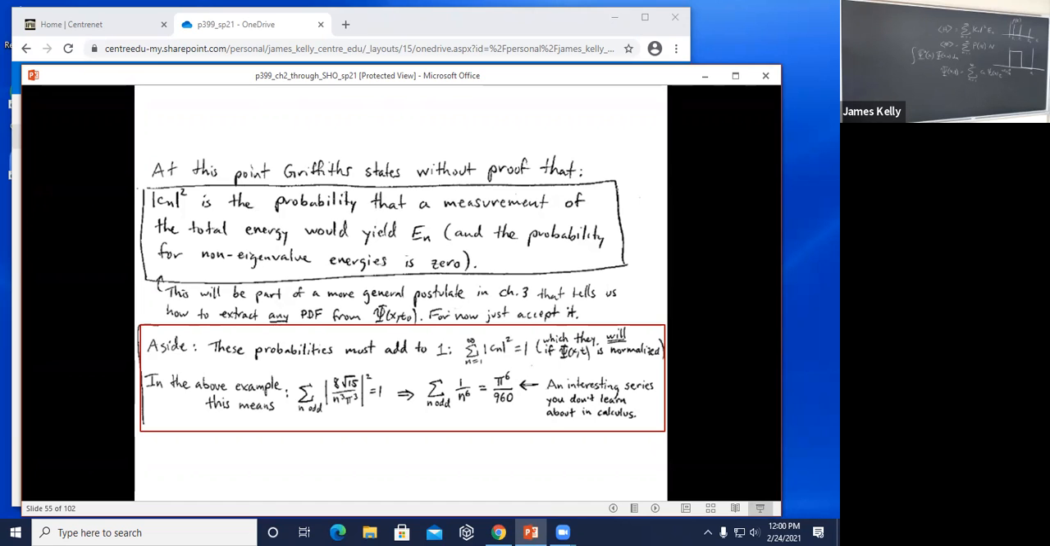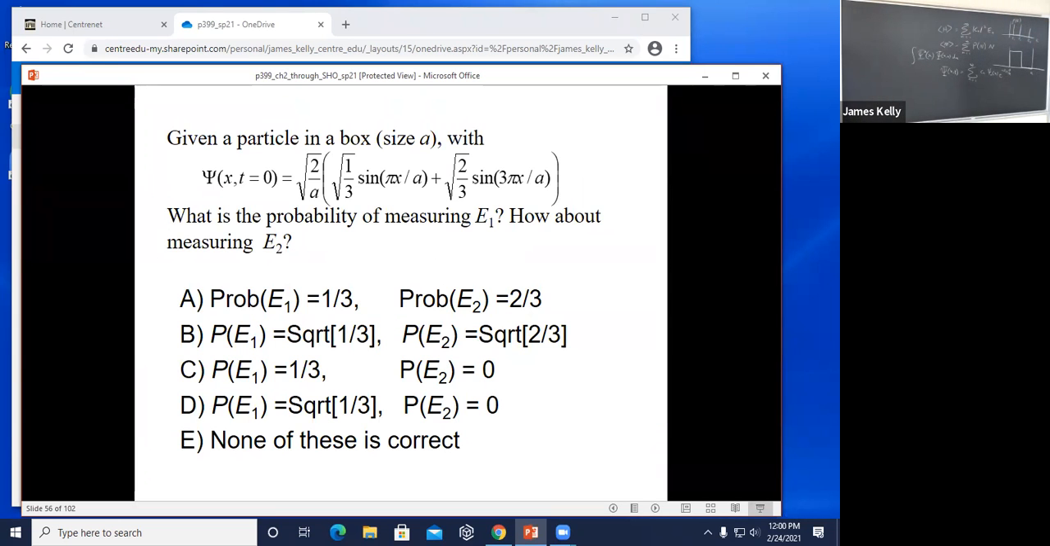Yeah, so I think this leads in nicely to the last worksheet problem that we're going to do on the infinite square well. Particle in a box, right? Infinite square well, size A, same thing we've been talking about. Here at time t equals 0, I'm giving you what psi is as a function of x at t equals 0.